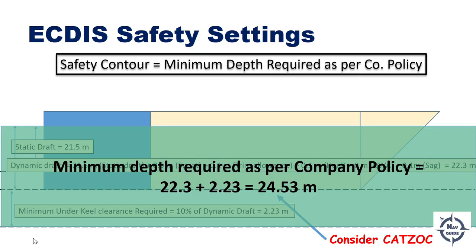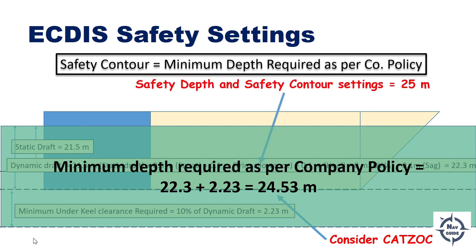Let's assume that the chart is accurate, and this is the value we are taking as the safety depth and safety contour on the ECDIS. Of course, we'll jump to the next integer, which is 25 meters, because you don't have anything like 24.53 on the ECDIS. So 25 meters would be our safety depth and safety contour settings. That was, in a nutshell, a very quick recap on your UKC calculations and draft calculations.